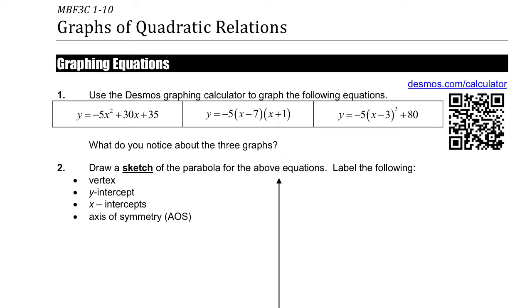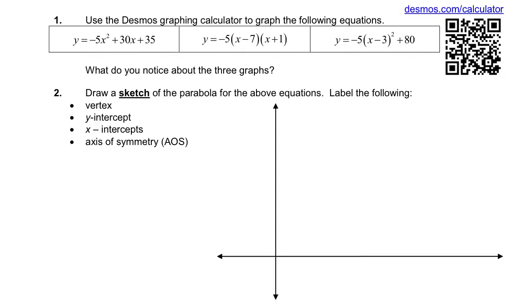Later on, in a different lesson, we're going to look at the three different types of equations in more detail, but for now, we're just going to look at different parts of the graph. So we're going to draw a sketch of the parabola for those equations. When you graphed it on Desmos graphing calculator, you had a parabola that looked something like this. And if you kept scrolling down, you would have noticed that the parabola keeps going down farther and farther and farther forever. But just in general, you would have had a graph that looks like this.